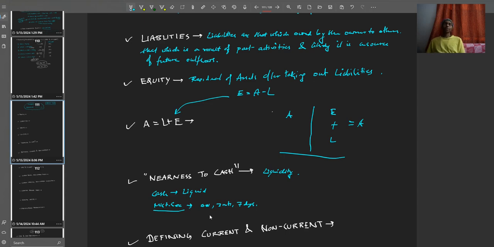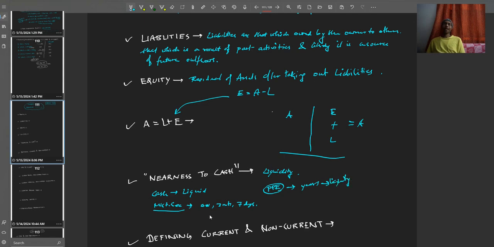Then another example can be property, plant and equipment. Let's say you have a plant of 1000 acres or 10,000 acres. Now you want to liquidate it. How much time should it take? What do you think? It can even take years. So this is far away from cash. This is far away from being liquid.